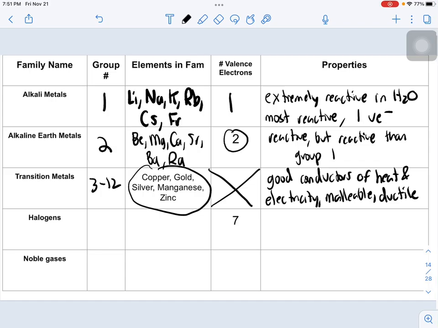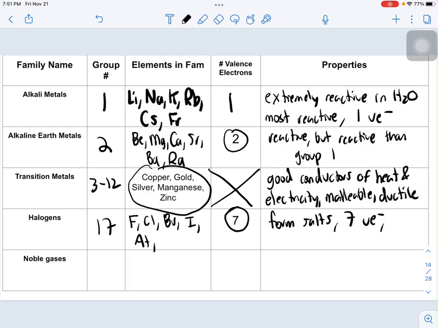On to the halogens. They are group 17. Some of the members of the halogens are fluorine, chlorine, bromine, iodine with an I, astatine, and we're going to leave it at astatine. They all have 7 valence electrons, and they like to form salts, right? They all have 7 valence electrons, and they like to form compounds with metals.